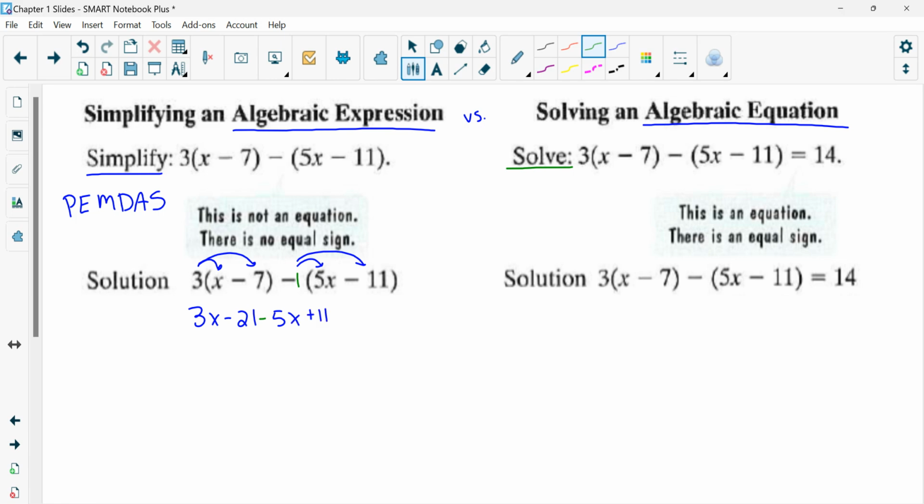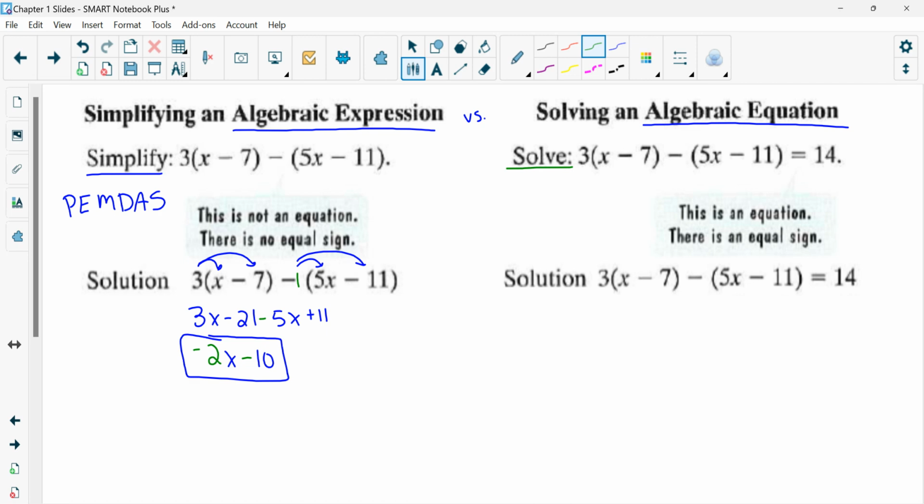Again, there is no equal sign. So the next thing we're going to do in PEMDAS, there's no division. We look for adding, subtracting from left to right. So I'm looking for like terms. 3x minus 5x is negative 2x. Negative 21 plus 11 is negative 10. Notice there is no equal sign at the end. It's just one expression. That's the simplifying.